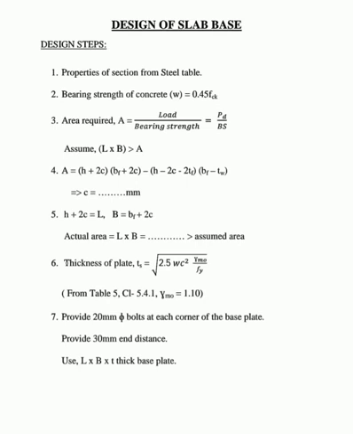Then W we got in step number 2, this C we got in step number 4. Gamma MO we will get as per table 5 clause 5.4.1 of the IS code, and FY is our grade of steel. So putting all the values, we'll get the value of TS, that means the thickness of the plate. Then we'll provide 20 mm bolts at each corner of the base plate as I have shown you in the figure. Then we will provide 30 mm distance. Then we'll use length into breadth into thickness base plate.